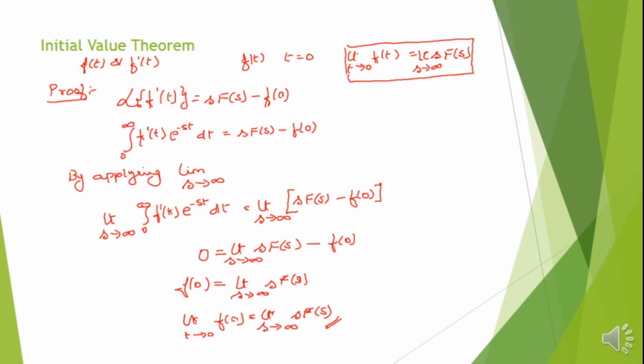So, for any given f of t, we can find f of 0 by using Laplace transform in such a way that limit as s tends to infinity s F of s gives f of 0. Sorry, this is f of t.